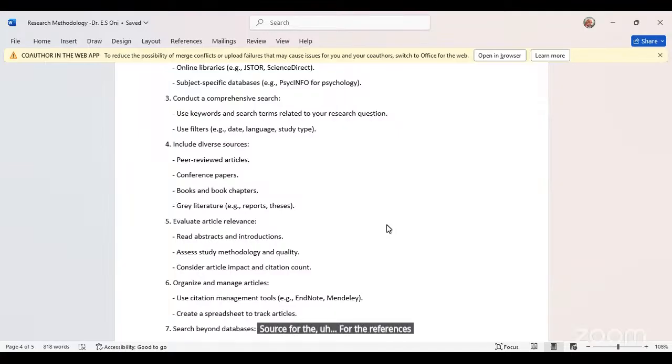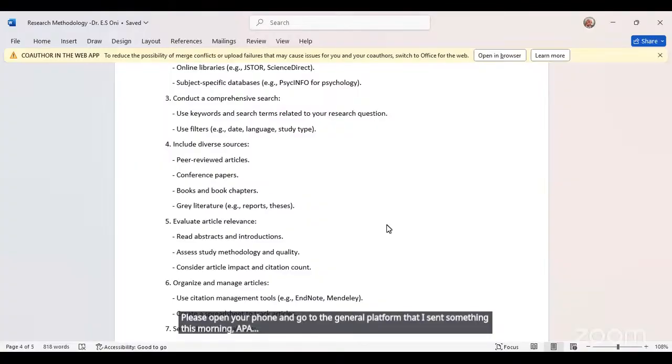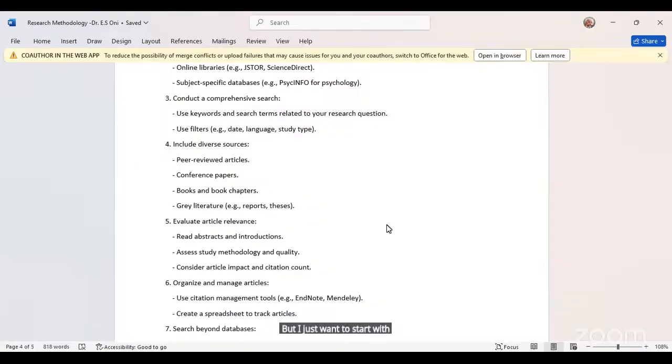Now I want to go to references. There's something I sent to you on the general platform this morning. Please open your phone and go to the general platform. I sent something this morning, APA 6. Though we'll be making use of APA 7, I just want to start with APA 6 to give us a basic and real understanding of how to reference.